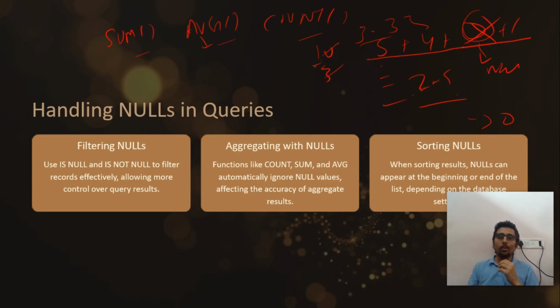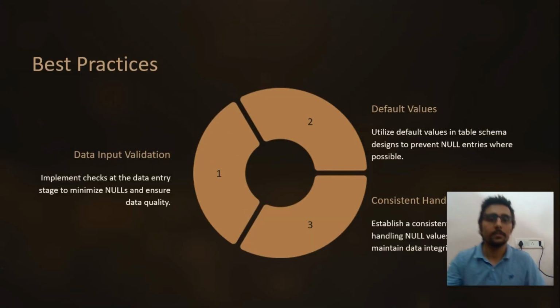And in terms of sorting, when you order by a column with nulls, they may appear at the top or bottom of the list depending on which database engine you are using, like MySQL, SQL Server, PostgreSQL, whatever you are using. It will depend on that. And let's understand with the help of one example for ORDER BY.